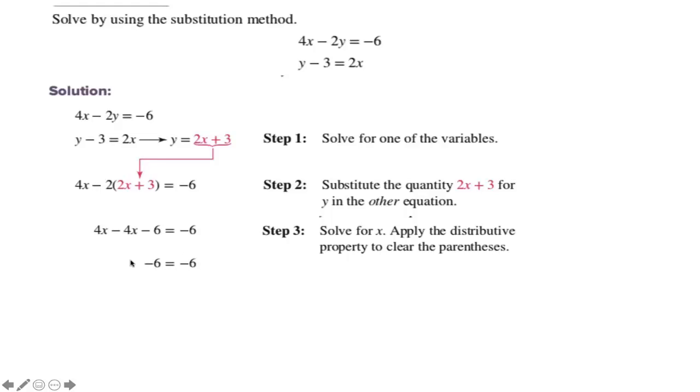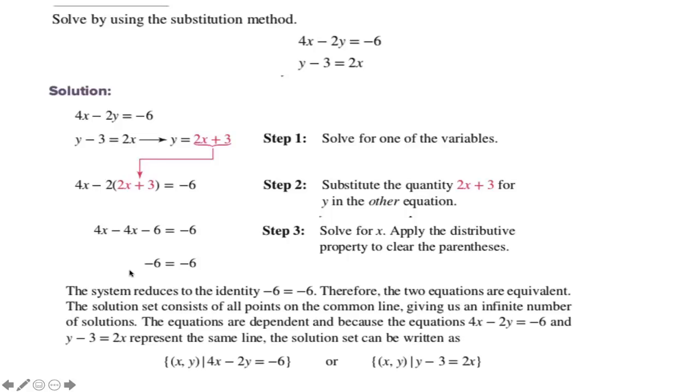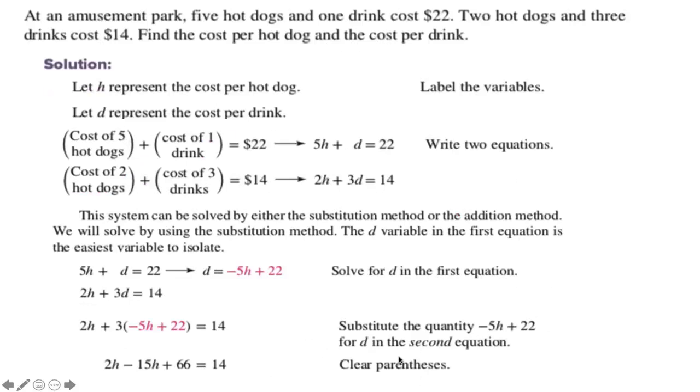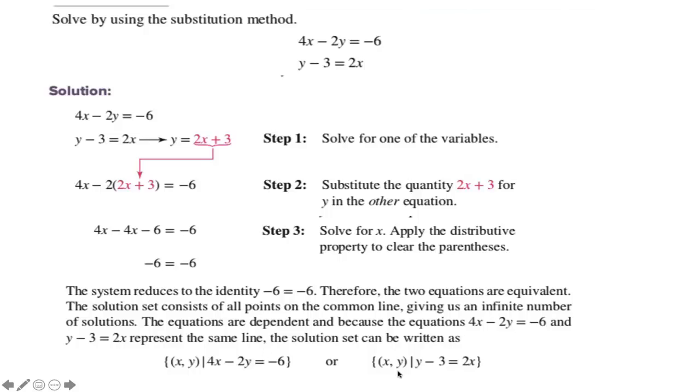So that means that this is an identity, and that means that the two equations are equivalent. They're the same equation, and therefore this system is dependent and it has an infinite number of solutions. And again, as we talked about before, we can write it in two ways. One way is to say the set of all x, y such that this equation is one of the equations, or we can pick the other equation. So either way will work. But again, this solution set would not work on WebWork. So make sure you look at the previous slide to see how WebWork accepts the solution.